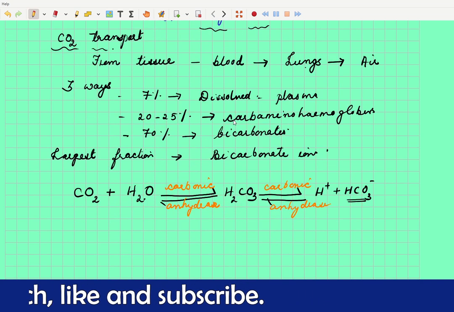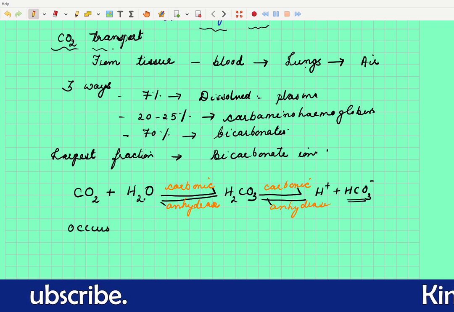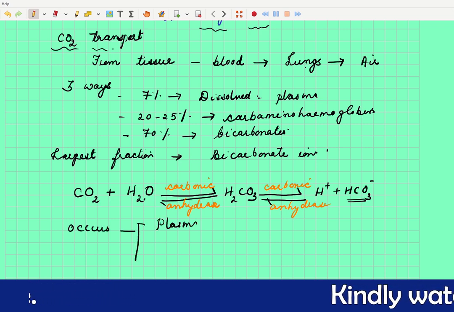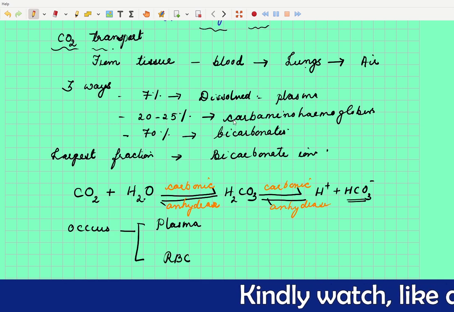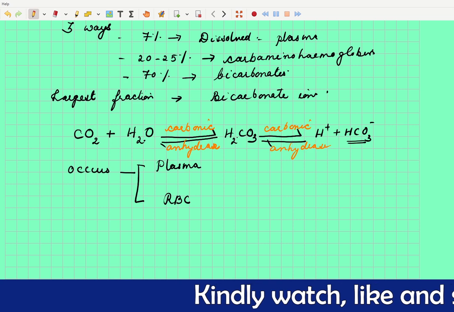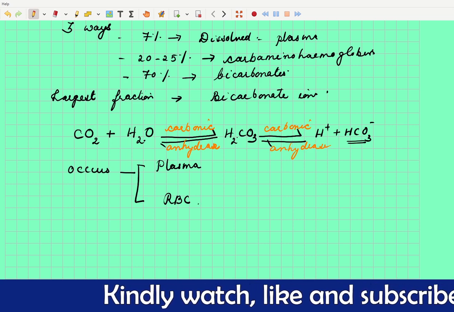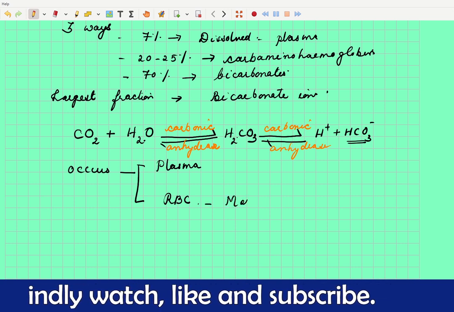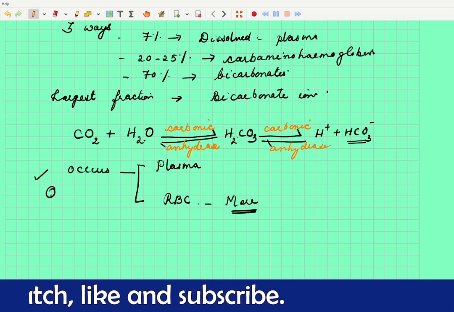So where does it occur? It occurs both in the plasma and also in the erythrocytes or the RBCs. But when you compare the rate of reaction in the plasma and RBC, the rate of reaction is faster in the RBC.